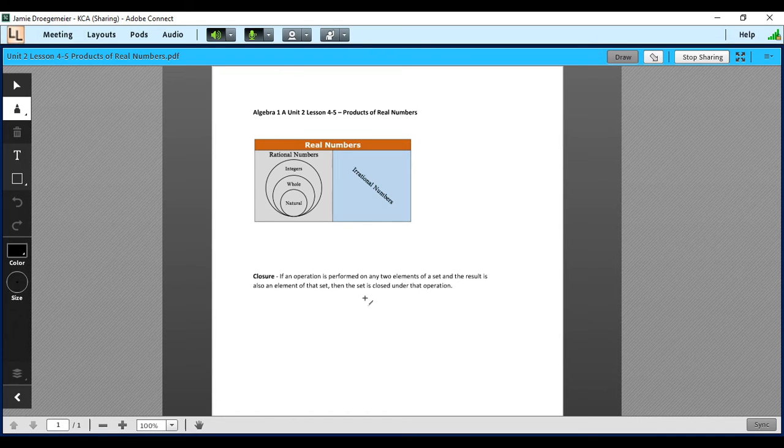So if I say that the set of integers is closed for multiplication, that means that if I multiply two integers together, then their product or that result of that multiplication is also going to be an integer. And that's what the definition here is saying, that if I multiply two elements of that set together, the product or the result is also going to be an element of that set. So as an example, integers are closed for multiplication.